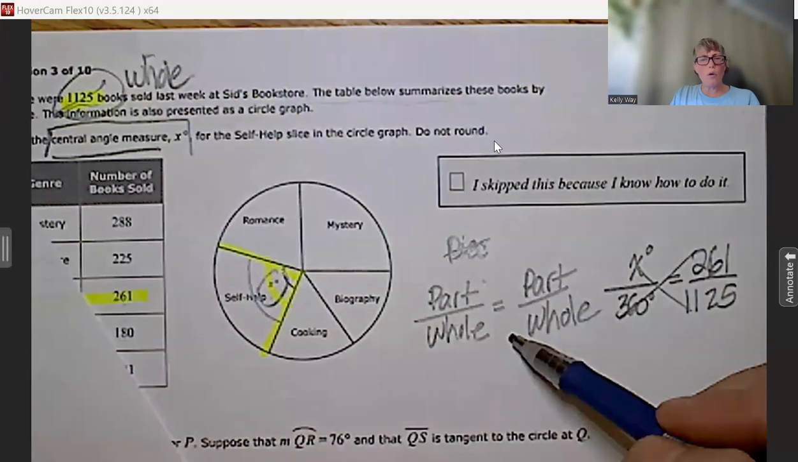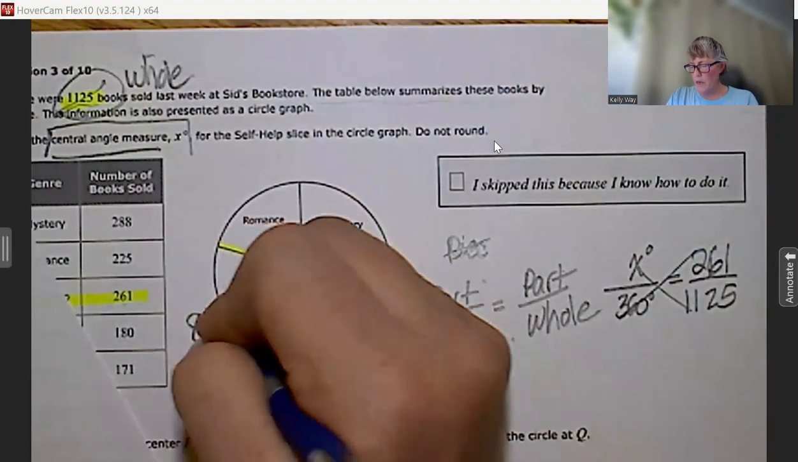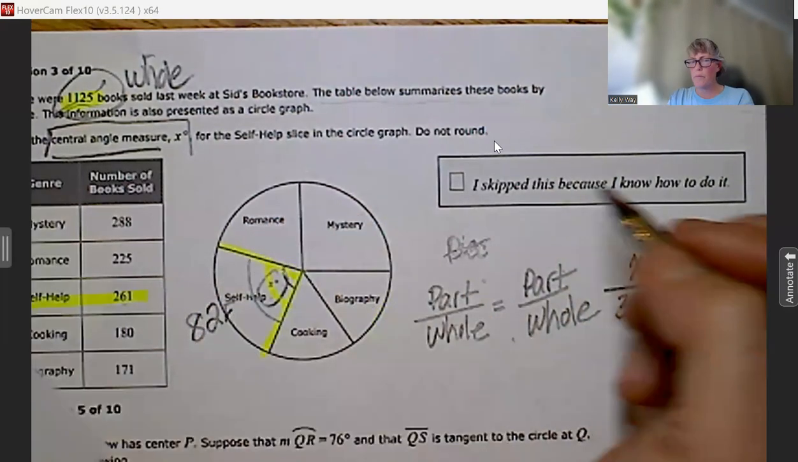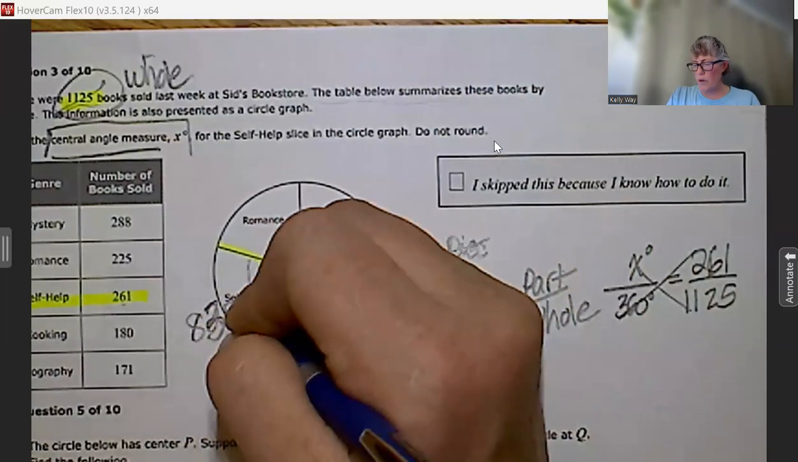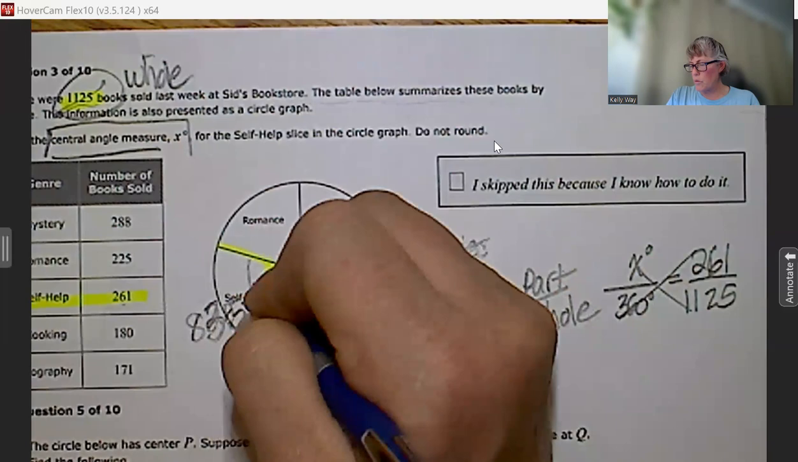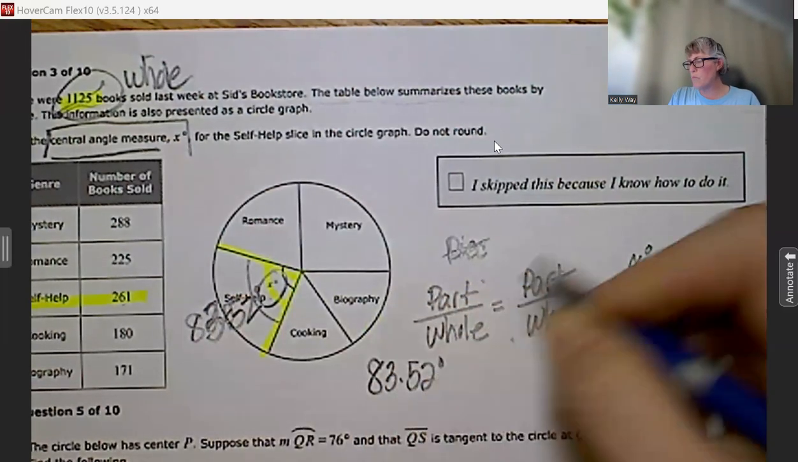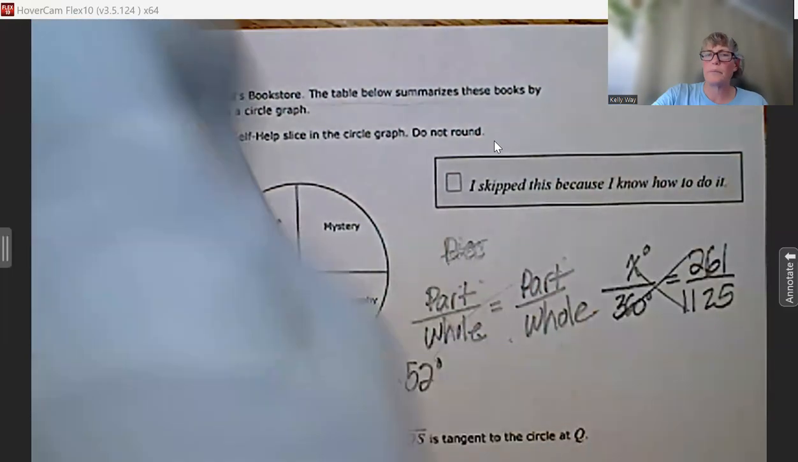Part over whole equals part over whole. This is going to be 83.52 degrees. Part over whole equals part over whole. Cross multiply.